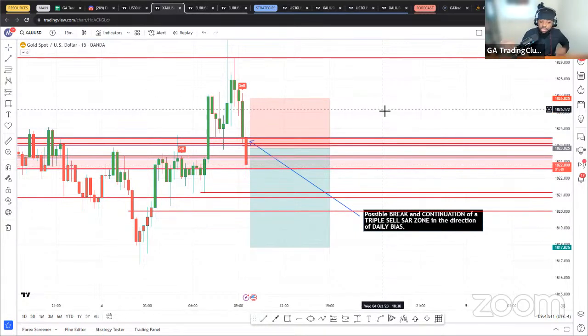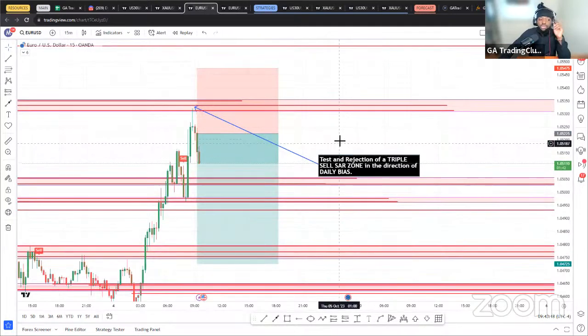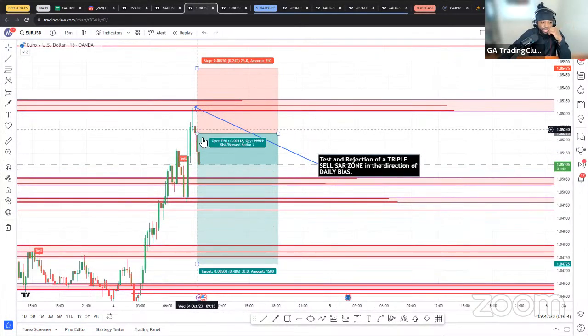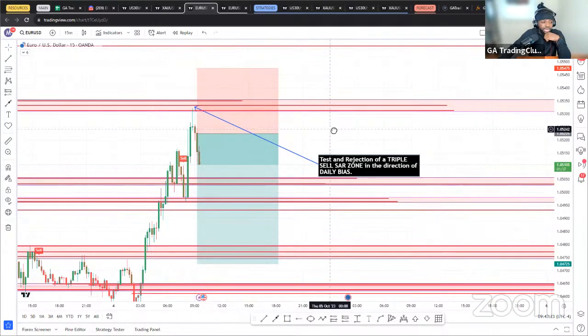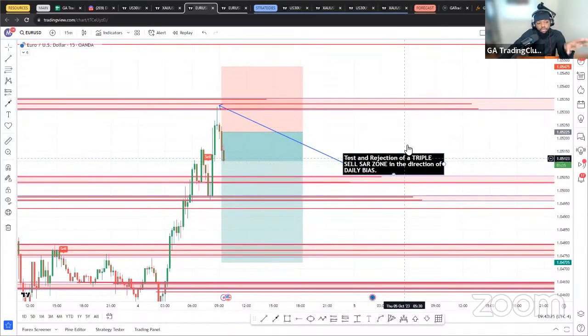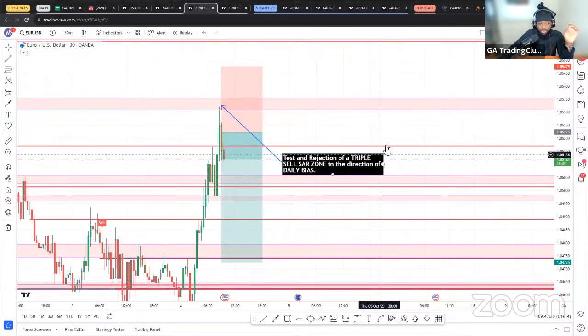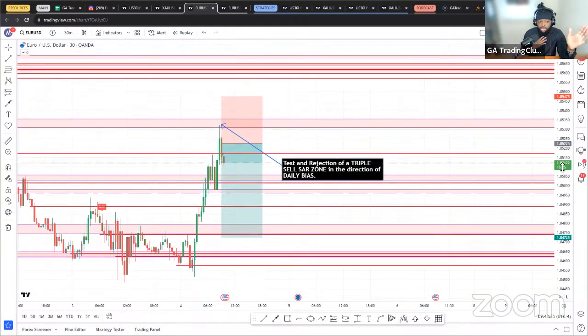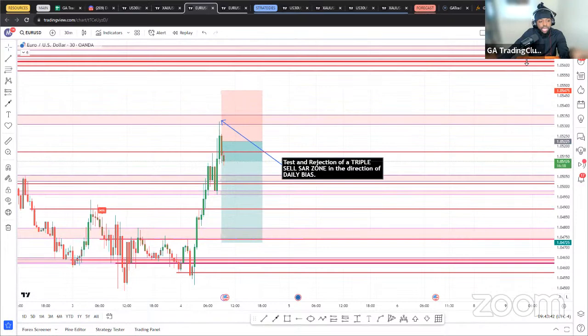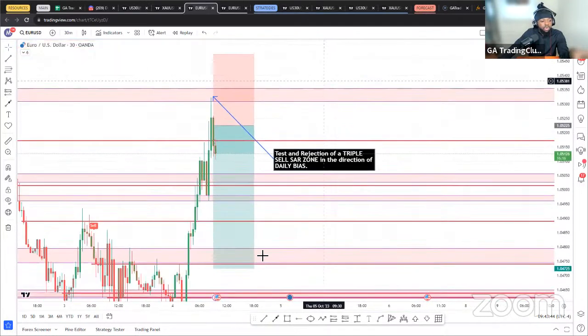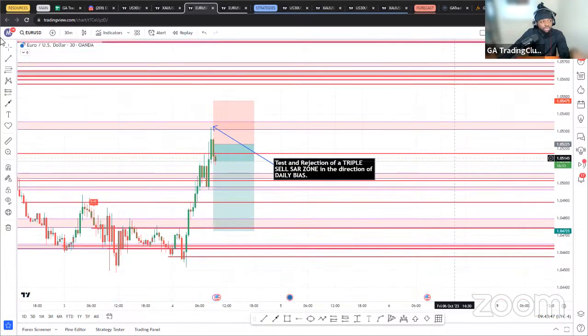And my trades are always either break and continuation or test and rejection. So if we go to EU, you'll see the test and rejection entry. Unfortunately, by the time I was seeing this, it was a little too late. But test and rejection, so here, EU, same thing. When we go to the 30-minute, we are looking for anything that's at least a double sell SAR. That's if you're looking for sells like I am on EU. So on the 30-minute, unless EU comes all the way up here, because I have some 30-minute zones marked here, or comes back all the way down here, I have no entry on the 30-minute.